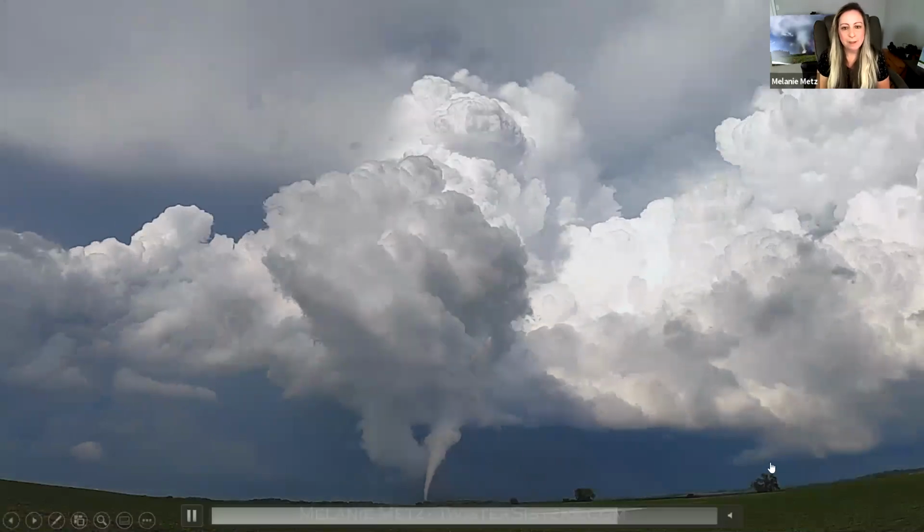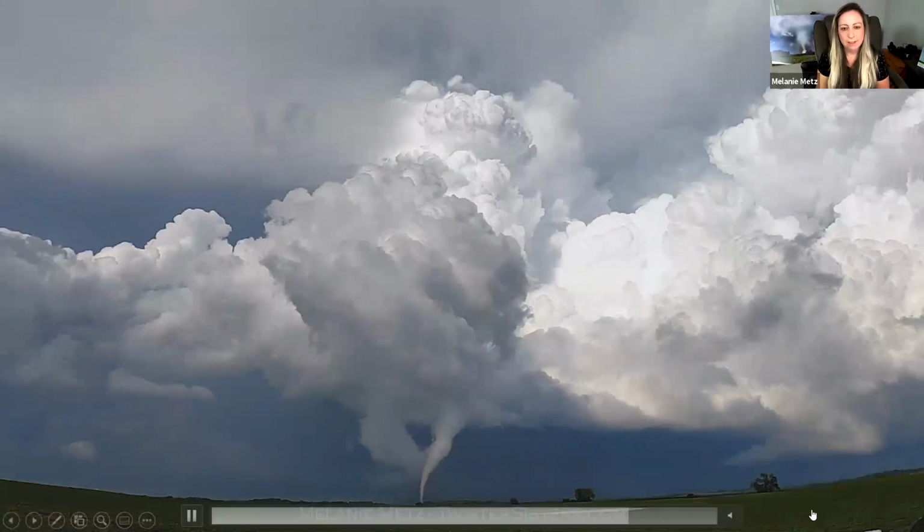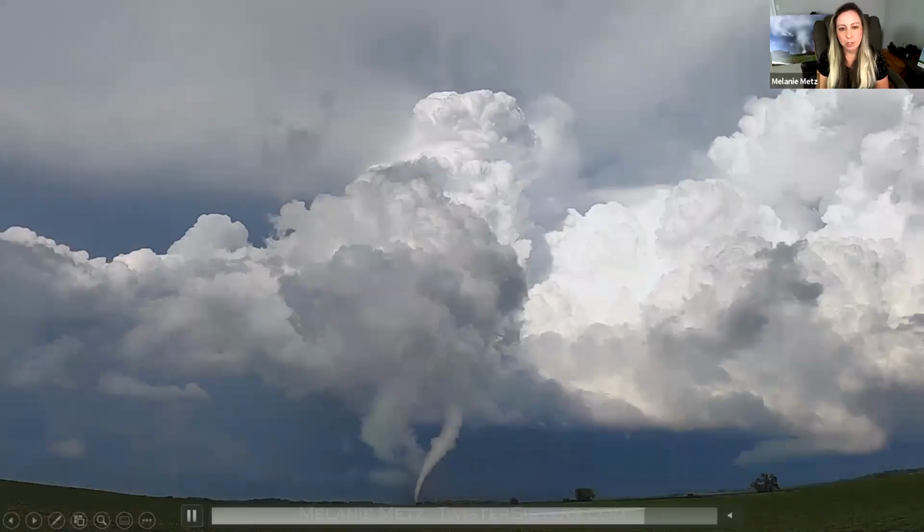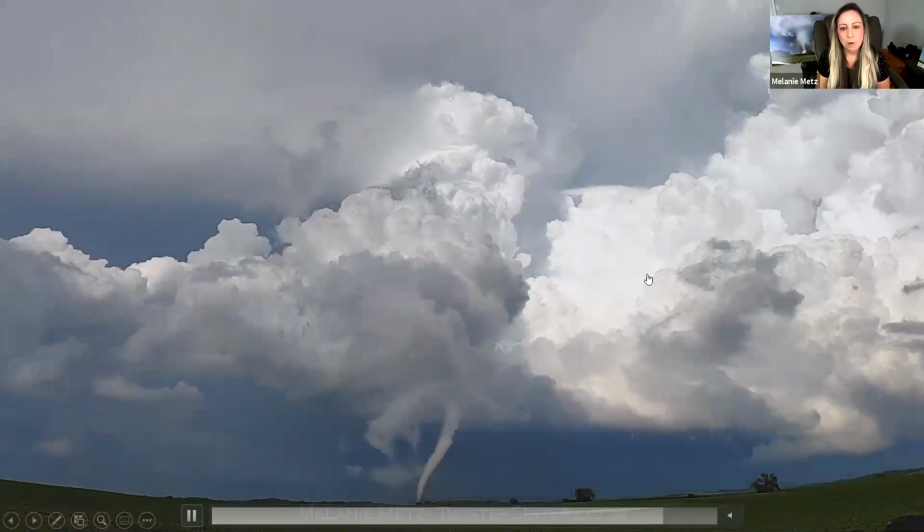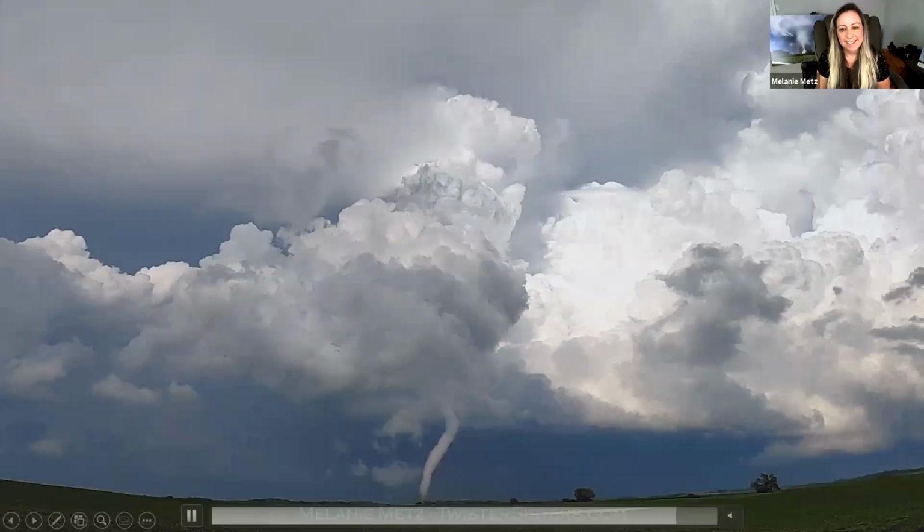But I love, this has always been one of my favorite things to watch, are time lapse of cumulonimbus clouds, and just watching that motion, and it's just beautiful.